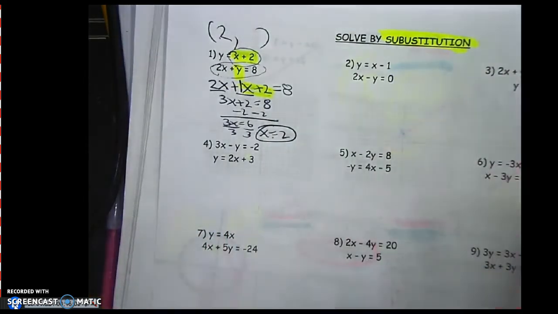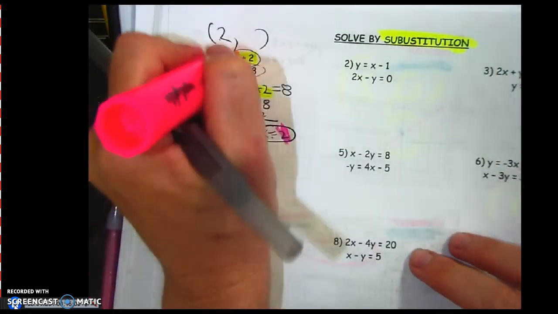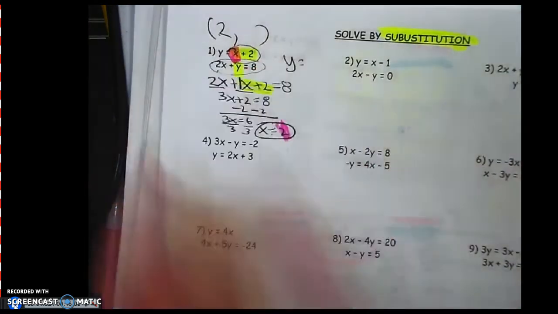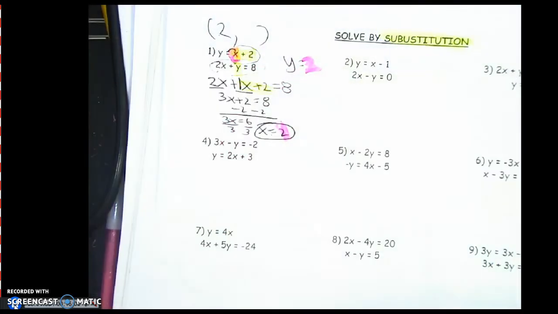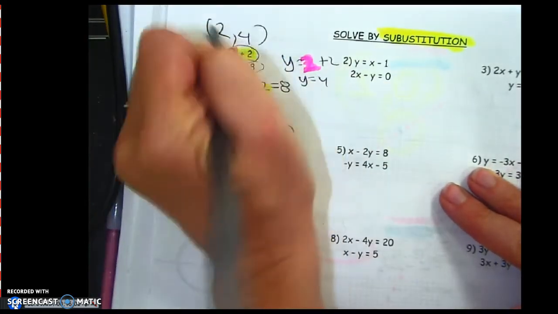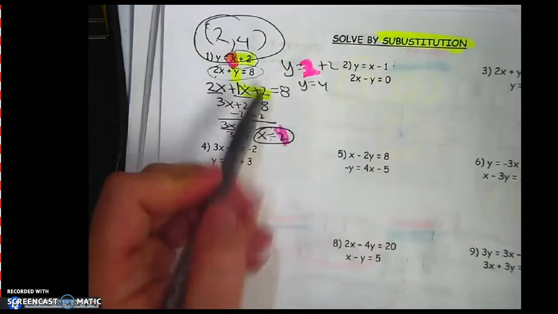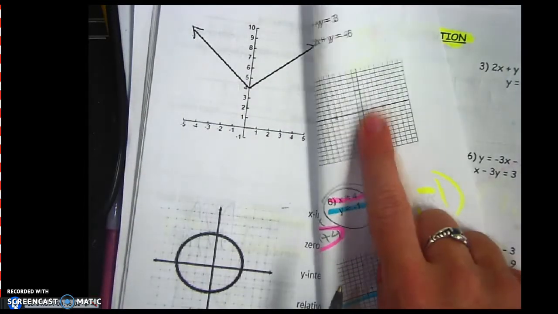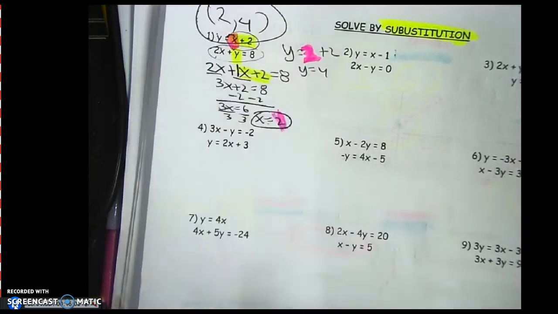So now I'm going to take my x value, and I'm going to plug it into either equation. The easier one for me is to plug it into the first one. It's already set up for me. So I will go y equals 2, because that's a 2, plus 2, and then y equals 4. I have the y value. So what I want you to see is if you solve this by substitution, your answer will be 2, 4. If you did this exact same problem, but you graphed it, your answer should also be 2, 4.